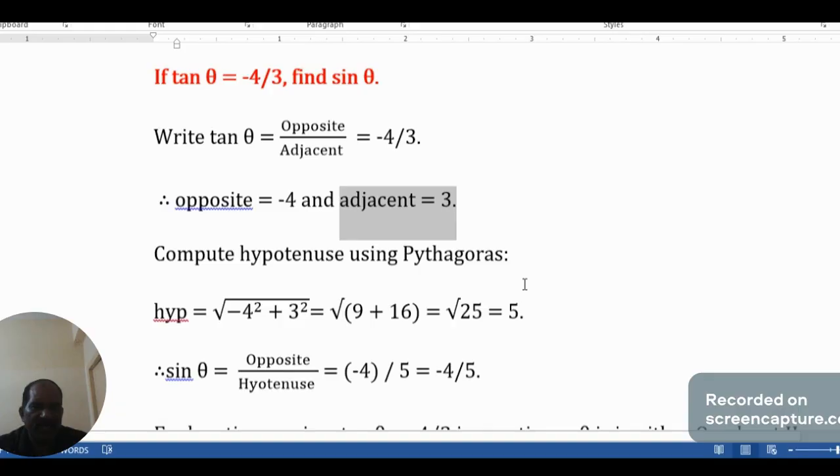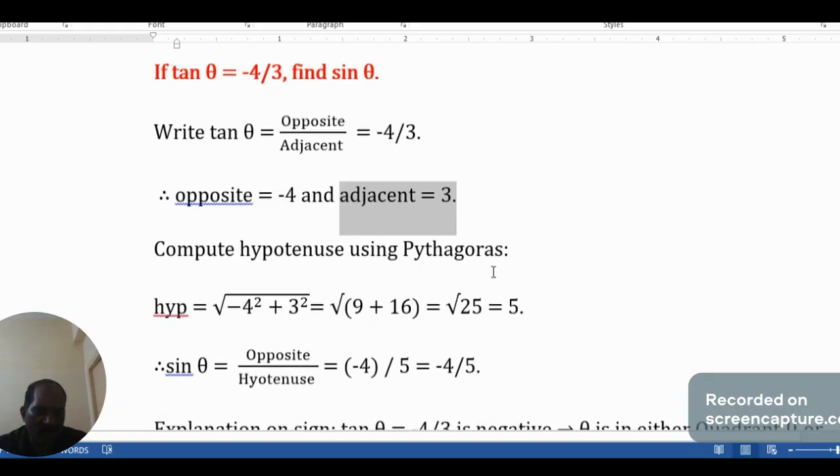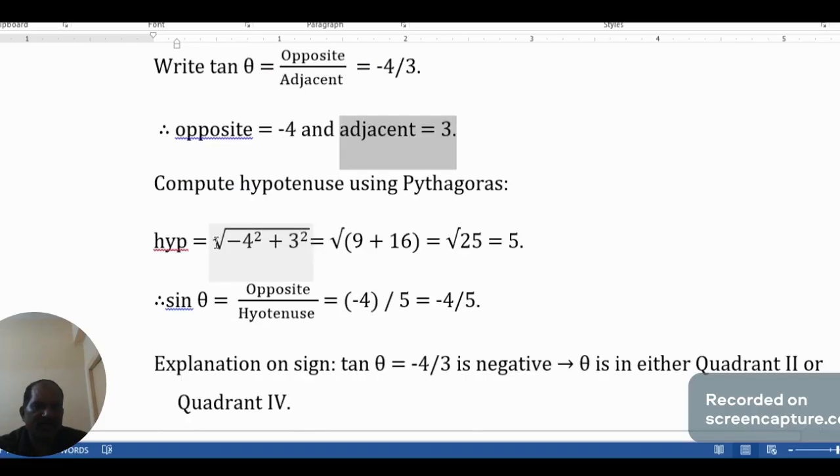So in a triangle, we have an opposite side and an adjacent side. So it is very easy for us to calculate the hypotenuse by using Pythagoras relations. Applying it, we get root of minus 4 square plus 3 square, that gives 9 plus 16, and root of 25 is equal to 5.